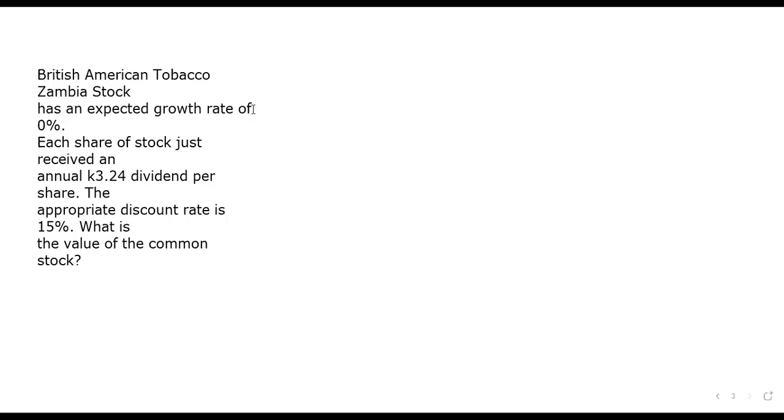What's the formula of value of stock now? Anyone? V0 is called what? The price of the stock, which is D0 (1 plus G) divided by the discount rate represented by K minus growth, which is G. And what are we given in this? Here we are given the dividend is 3.24.